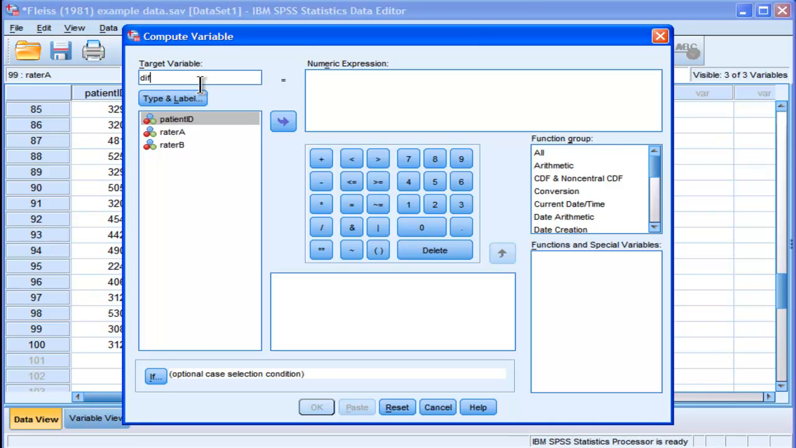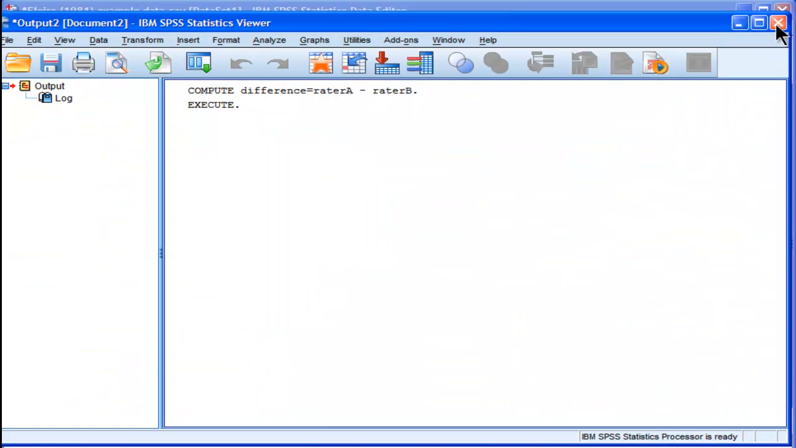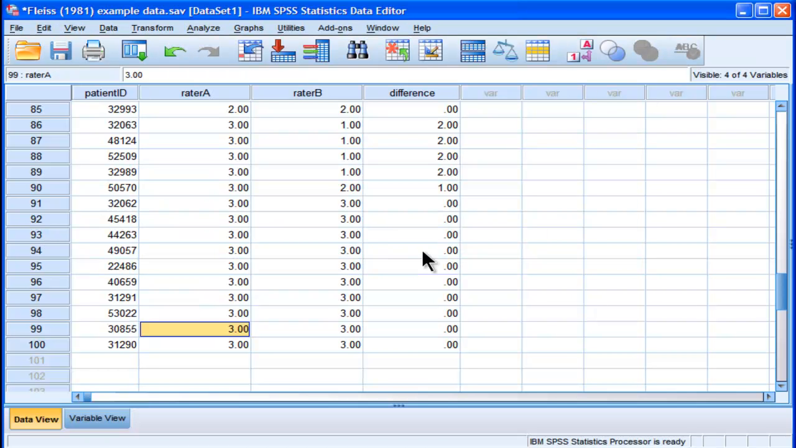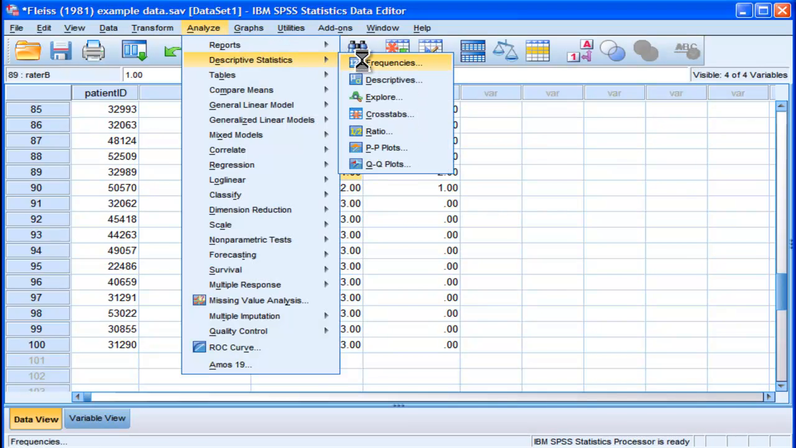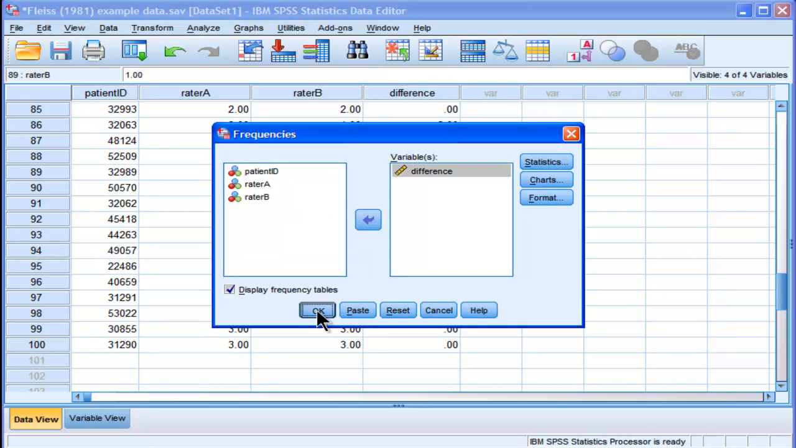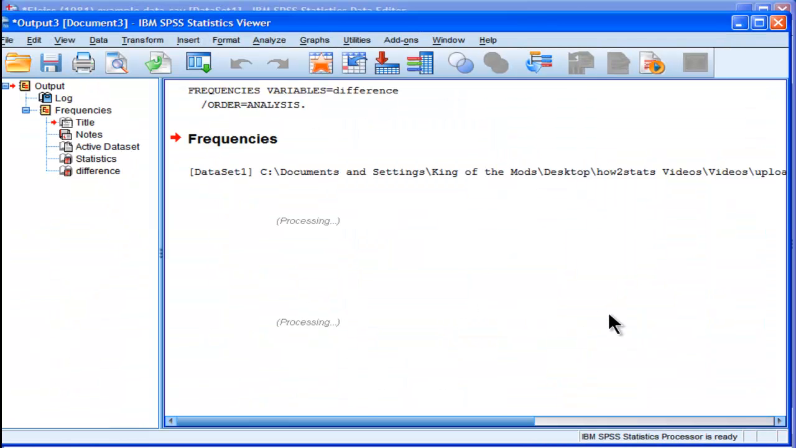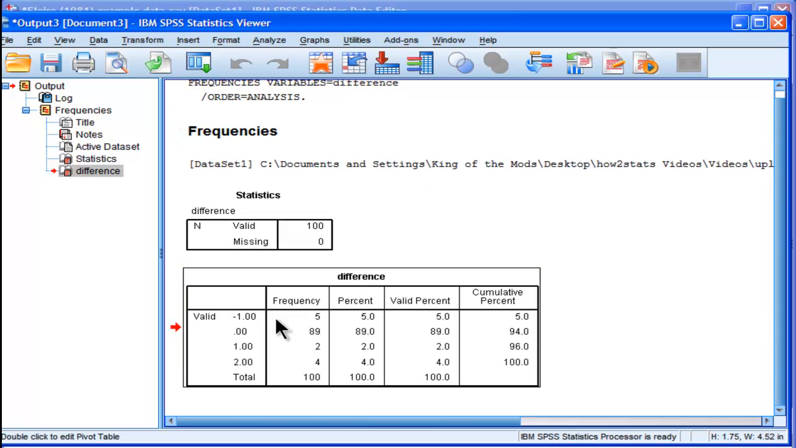I'm just going to calculate a variable called difference, and it's going to be rater A minus rater B. Any value that isn't a zero, because it's the difference between rater A and rater B, you could conceivably consider as your level of agreement. Based on the frequency table, there are 89 patients that had no discrepancy between rater A and rater B's classification, which would suggest 89% agreement.